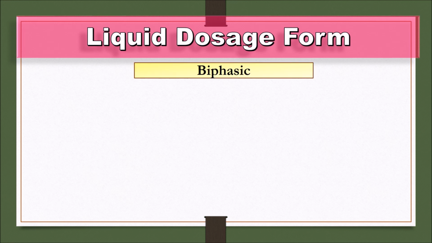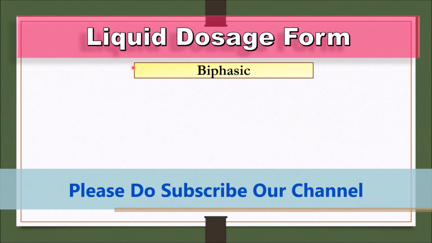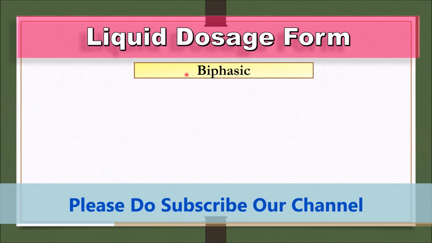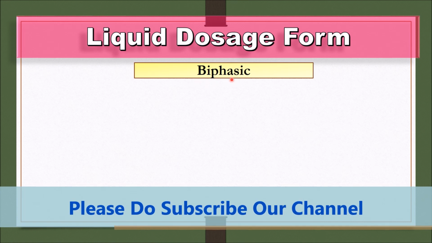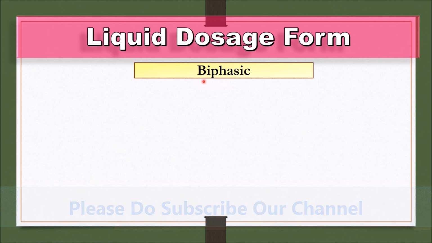Now we will see the biphasic liquid dosage form. We have seen that in monophasic liquid dosage form there is only one phase present. But in biphasic liquid dosage form we have two different phases present in the medication, as the name indicates, biphasic.